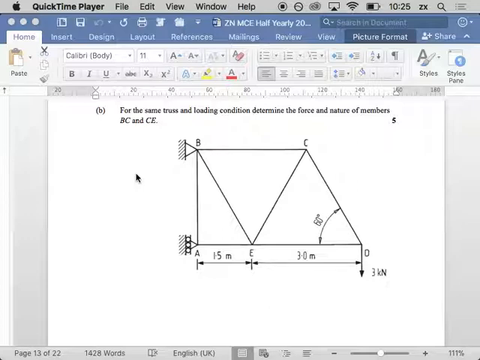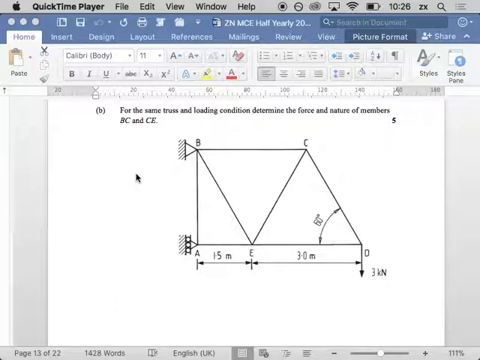I'm not going to stop because I'm being timed. I have to find CE and BC. So I have to find this member and that member. What I'm going to do is draw a version of that truss that cuts through both of those. So I'm going to draw this like that. BC, CE, and DE. I have one external force, 3 kilonewtons down.